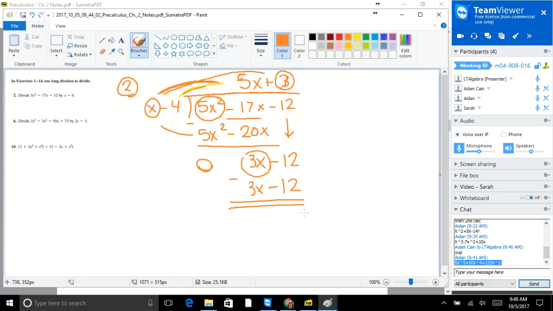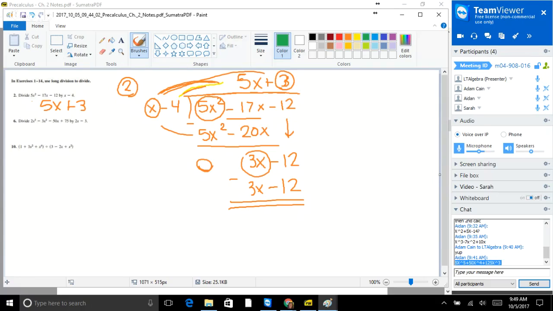So if I have 5x squared minus 17x minus 12 divided by x minus 4, the result would be 5x plus 3. That would be my answer.